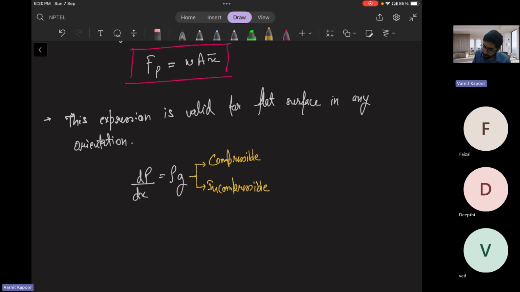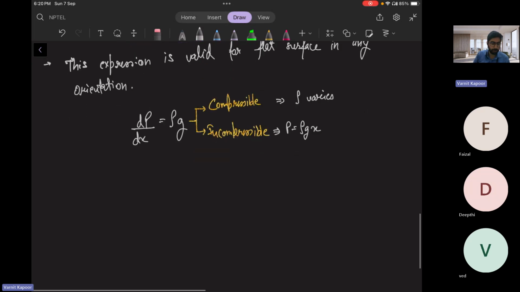Incompressible. So we know that for an incompressible fluid, the density doesn't vary, but for a compressible fluid, the density will vary. So for incompressible, pressure will be just rho g x, whereas for a compressible fluid, if density varies, then the pressure will vary and the pressure force will also vary. For this, density varies. So let us do the derivation of the above expression of the pressure force.